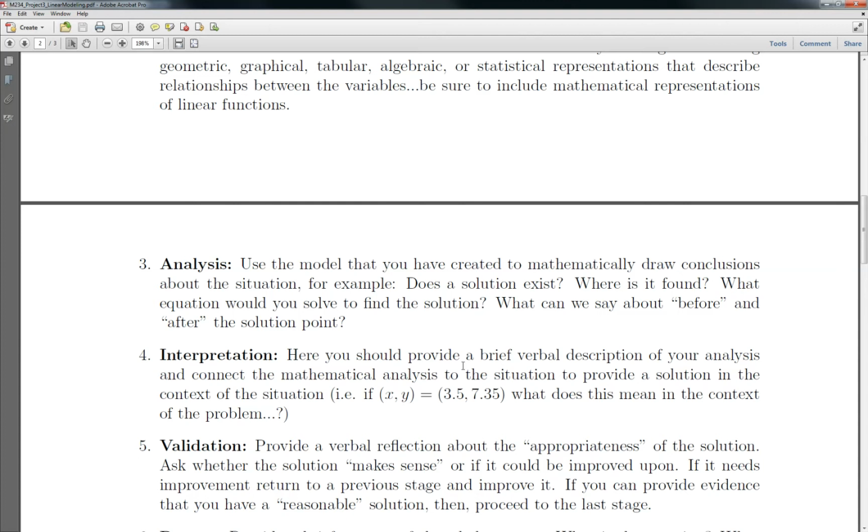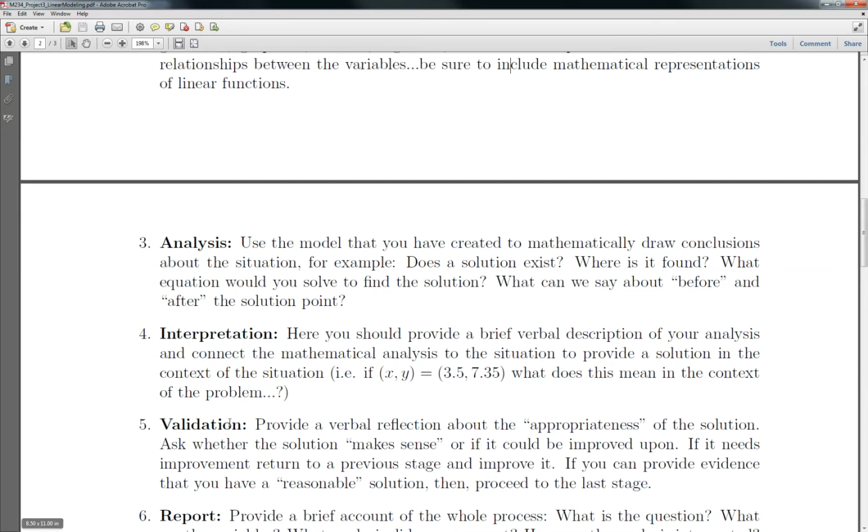Here you should provide a brief verbal description of your analysis and connect the mathematical analysis to the situation to provide a solution in the context of the problem. So for example, if (x, y) = (3.5, 7.35) is a solution, what does that solution mean in the context of the modeling setting and the real world setting?